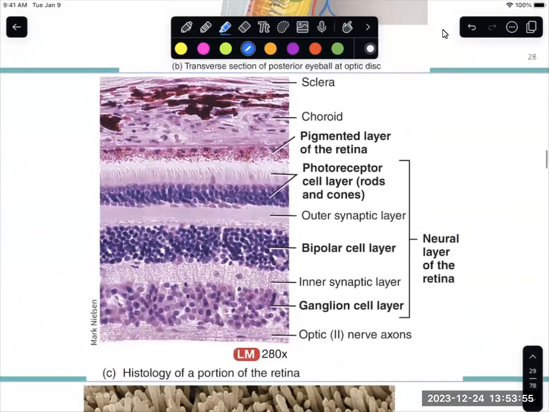So here's a slide of all of these different layers. You can see all of the different cell bodies that are found in those specific cell layers. You see all those little dots, those are cell bodies. Even that ganglion layer, you see those cell bodies. And then those synaptic layers, you can see some of those axons going through.